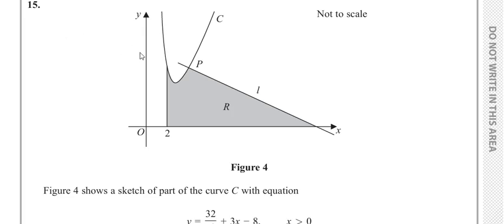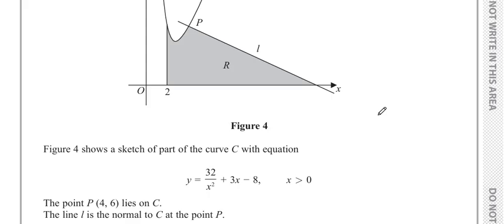Question 15. Figure 4 shows a sketch of part of the curve C with equation y is equal to 32 over x squared plus 3x minus 8, where x is always greater than 0. The point P(4, 6) lies on C. So let's write this point as (4, 6). Line L is the normal to C at the point P. So this is the normal.